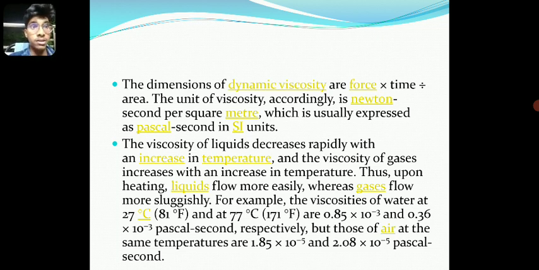For example, the viscosity of water at 27 degrees Celsius and 77 degrees Celsius are 0.85 into 10 power minus 3 and 0.36 into 10 power minus 6 Pascal second respectively, but those of air at the same temperatures are 1.8 into 10 power minus 5 and 2.08 into 10 power minus 5 Pascal second.